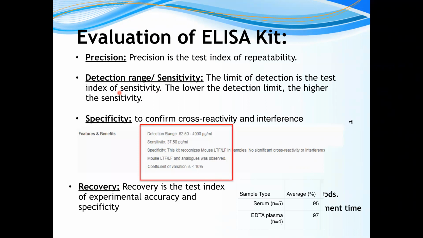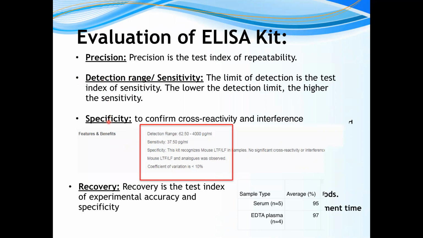The next important parameter to evaluate the ELISA kit is the detection range and sensitivity. The limit of detection is the test index of sensitivity. The lower the detection limit, the higher the sensitivity. It is important to select an ELISA kit with a broad detection range, especially if we are unsure about the concentration of the analyte in our sample.